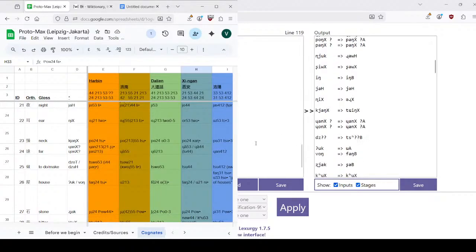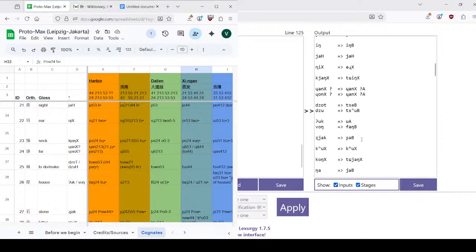I still haven't updated that. Let me just quickly do that and then save it. Where are you? Zu or Za, I think. Let's just say it's T because T is the least marked. It's just the least marked.